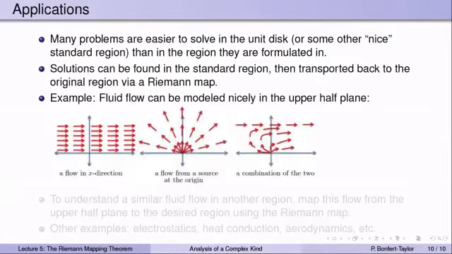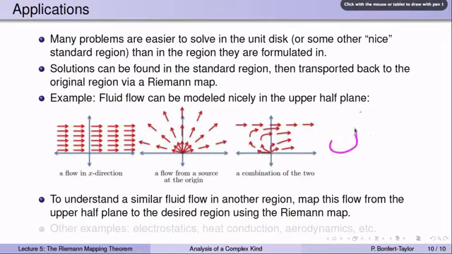Here's an example. Fluid flow can be modeled quite nicely in the upper half plane. For example, a flow in x direction is depicted right here, or a flow from a source at the origin in this middle picture, or a combination of those two, like a flow together with a source at the origin is depicted right here. Understanding a similar flow in a different region would be way more complicated.